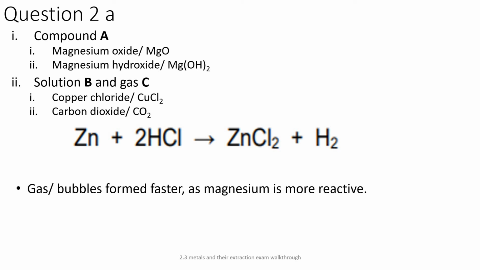For part C, the difference will be the formation of gas bubbles will be faster, or the fact that magnesium will disappear faster as magnesium is more reactive.